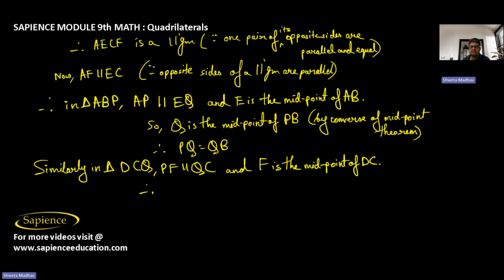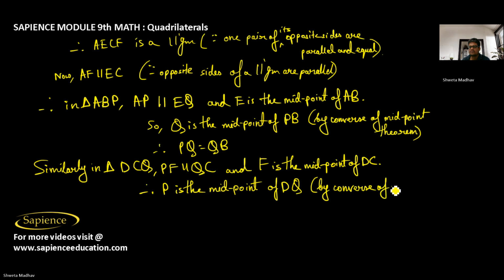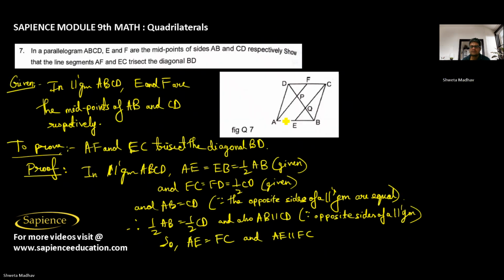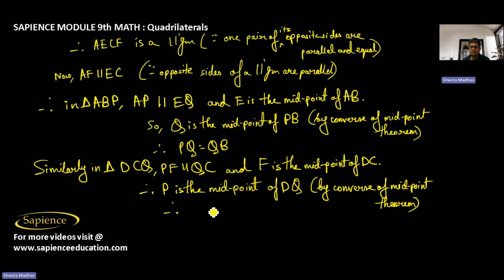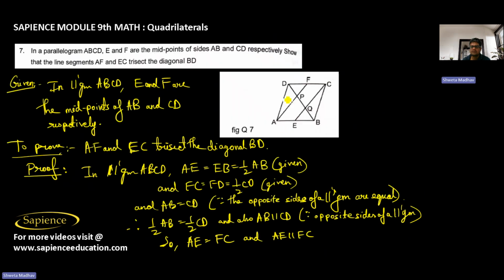Therefore, I can say that P is the midpoint of DQ, by using the converse of the midpoint theorem. So therefore, I can say that DP is equal to PQ. Hence we can say that DP is equal to PQ is equal to QB.